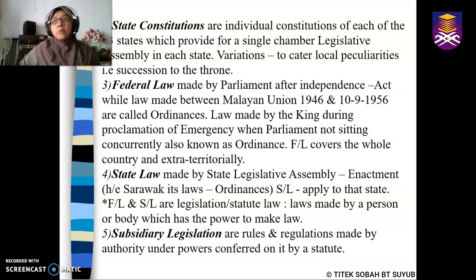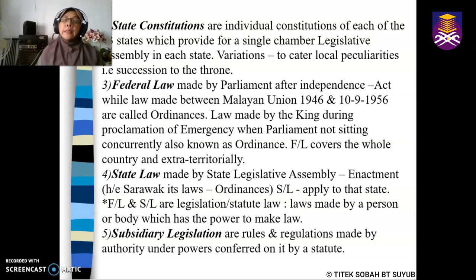So then you will be saying, well, won't there be a conflict, since the federal government can enact law and the state can also enact law? There are certain laws which are within the jurisdiction of the federal government, and there are certain laws which are within the jurisdiction of the state. So we are going to look at whether a law belongs to the jurisdiction of the federal government or the state government.